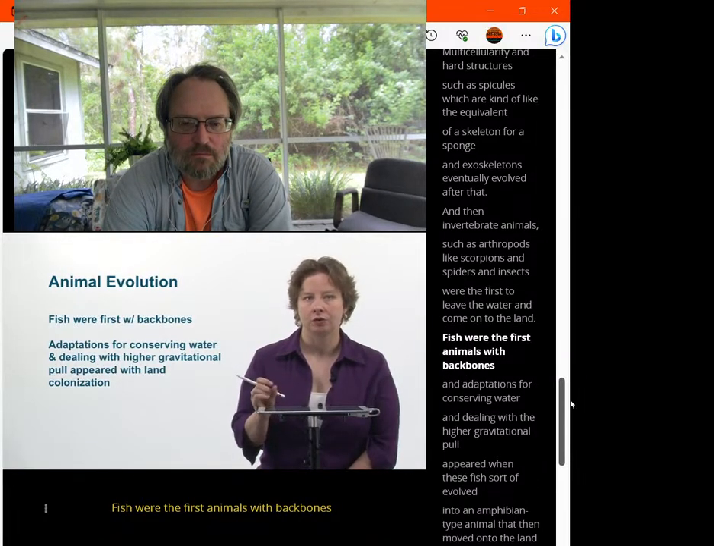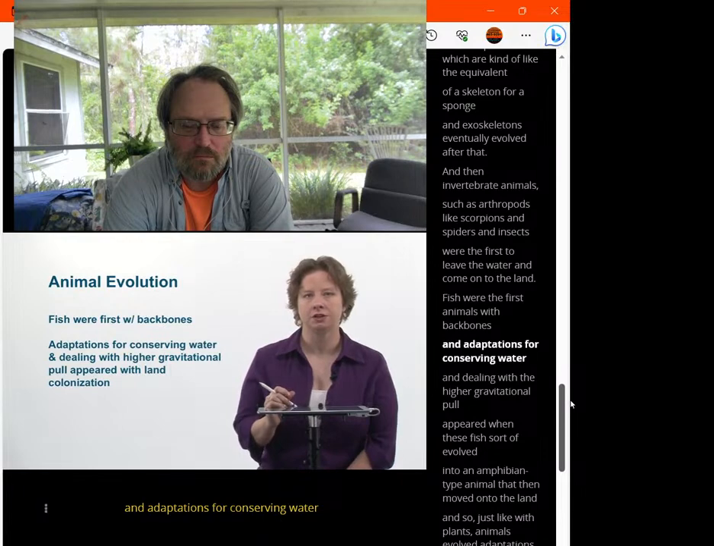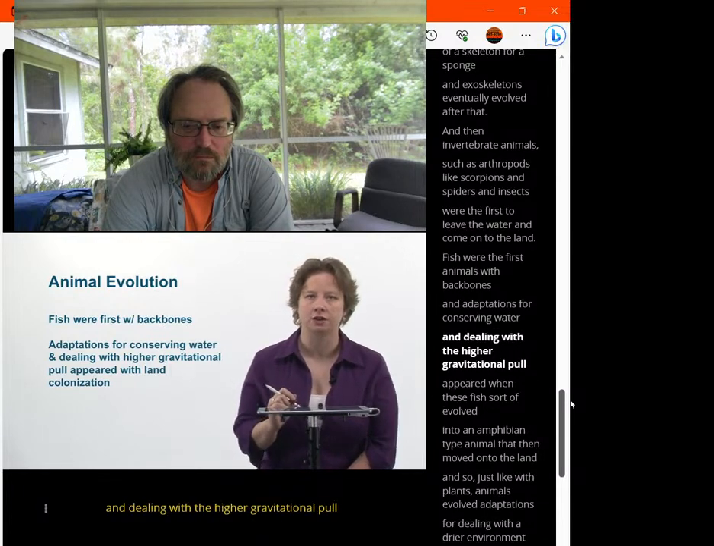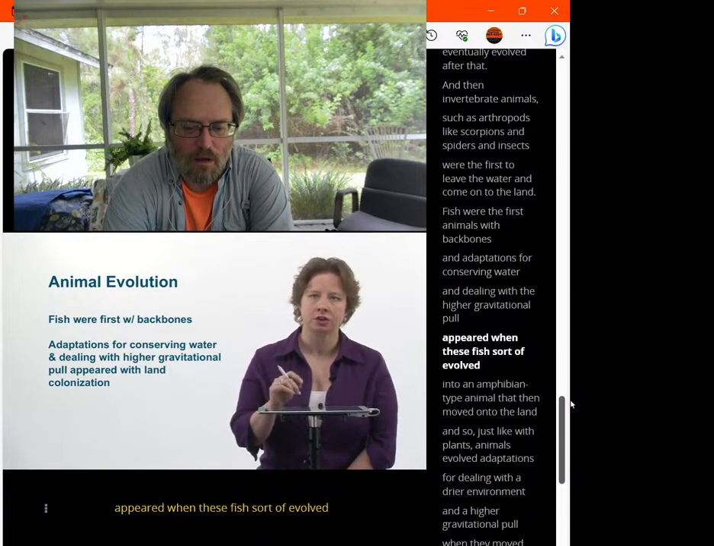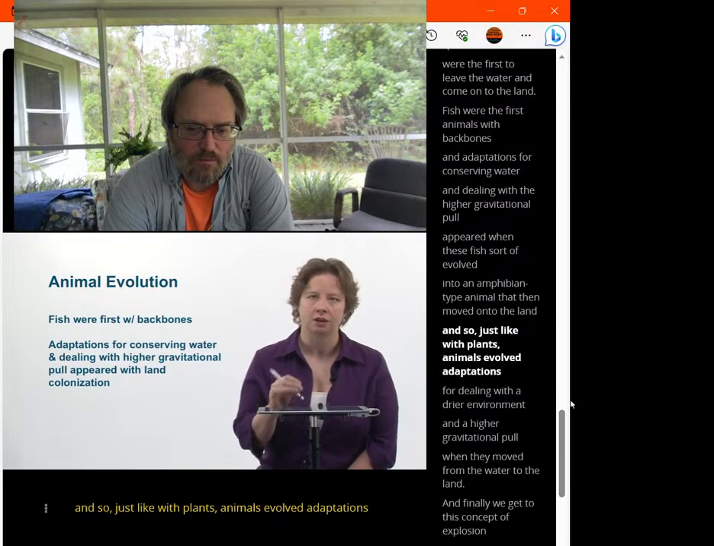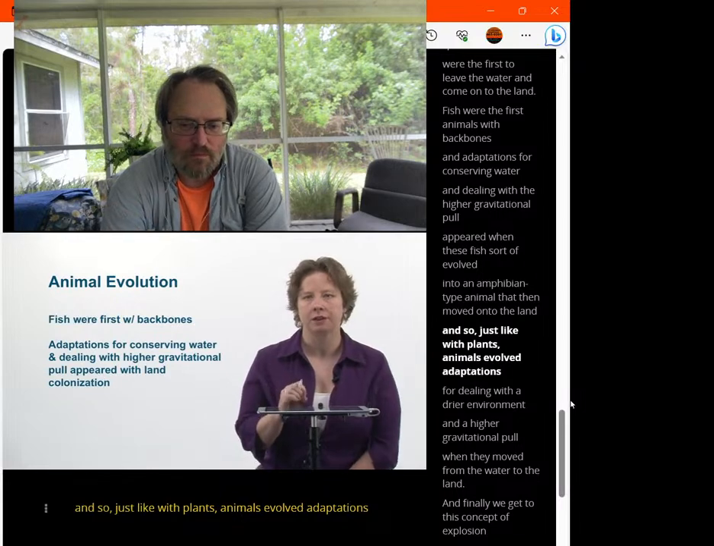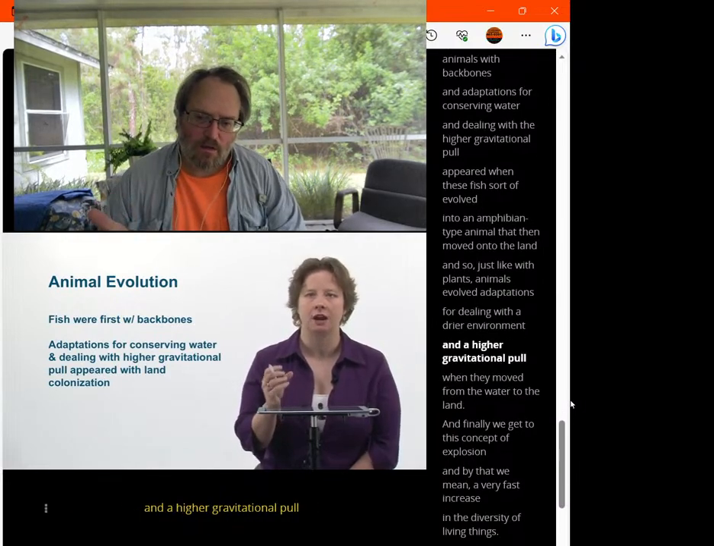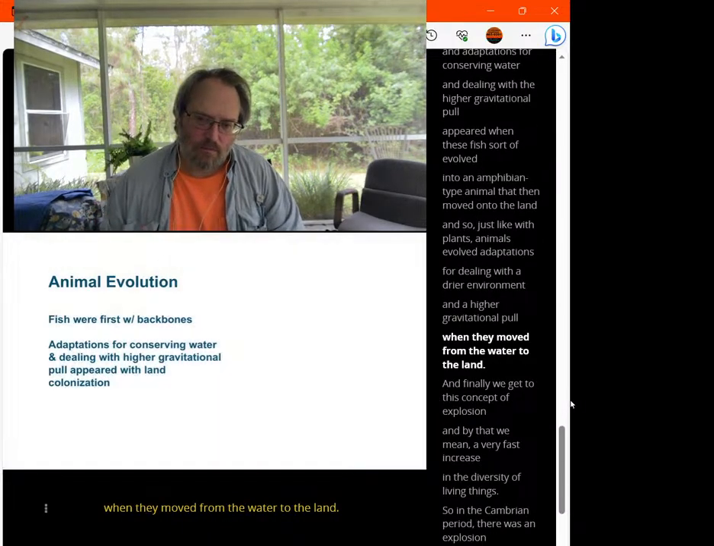Fish were the first animals with backbones, and adaptations for conserving water and dealing with a higher gravitational pull appeared when these fish evolved into an amphibian-type animal that then moved onto the land. And so, just like with plants, animals evolved adaptations for dealing with a drier environment and a higher gravitational pull when they moved from the water to the land.